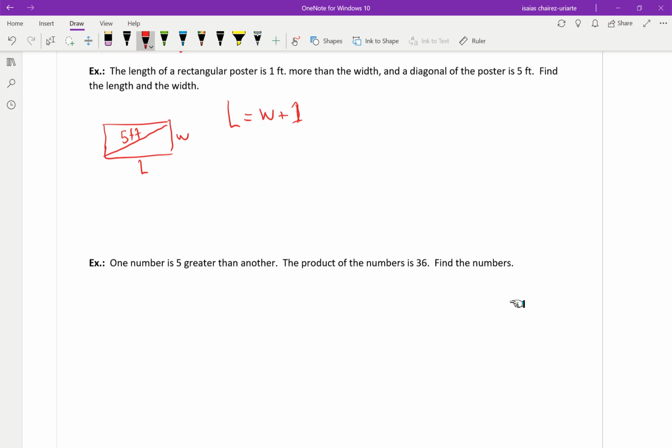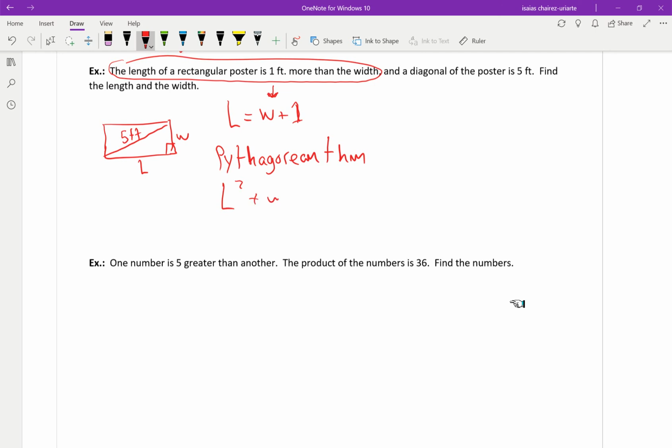Okay? So what can I do here? And by the way, do remember that this is supposed to be a 90-degree angle right here. Would you agree? So we have the length of the rectangle is 1 more than the width. That corresponds to that equation right there. And now I'm going to use the Pythagorean theorem to say the following: L squared plus W squared is equal to 25.